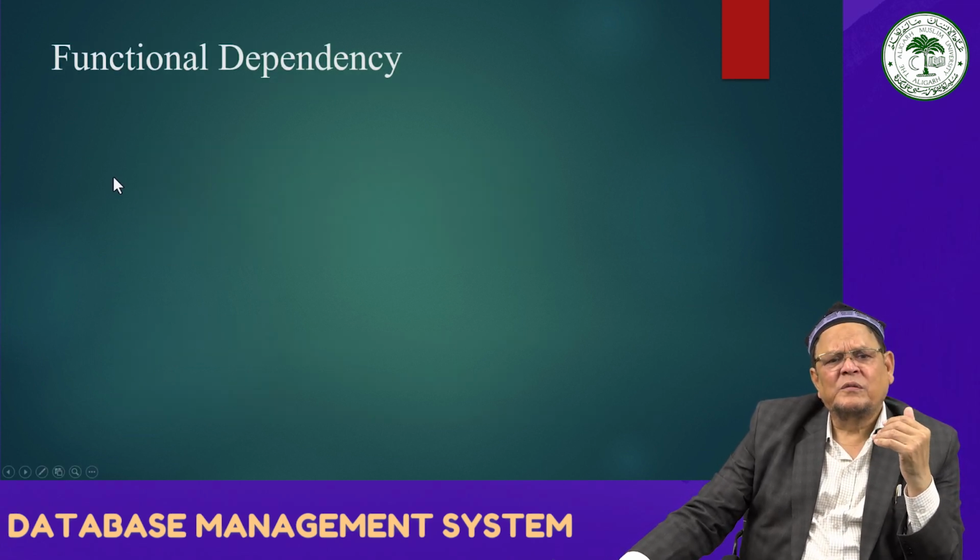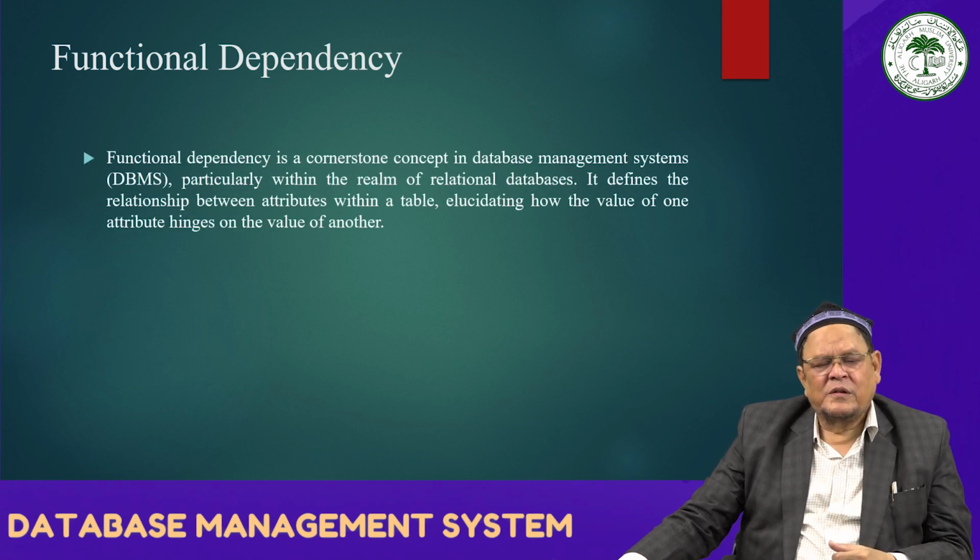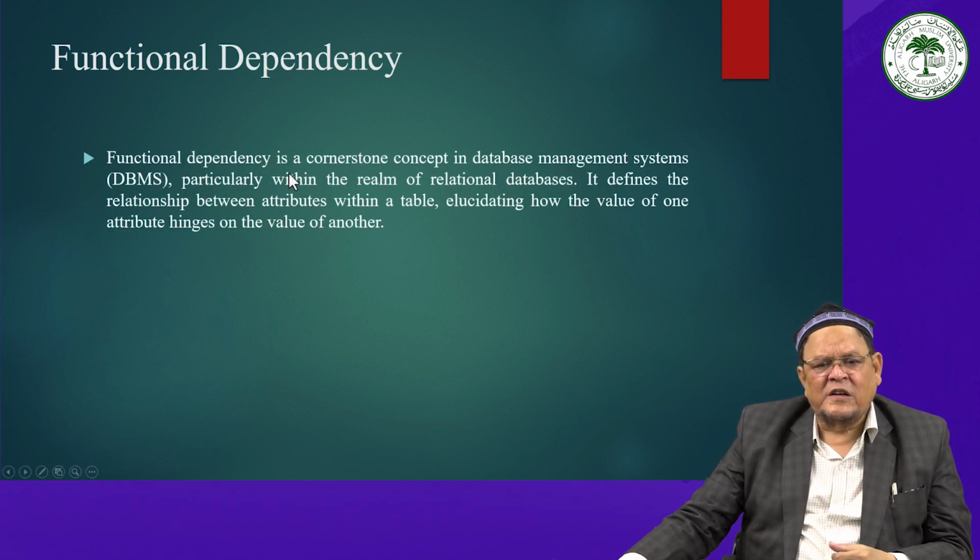Then come to the point of what is functional dependencies. Functional dependencies is a cornerstone concept in database management system within the realm of relational database. It defines the relationship between attributes within a table, elucidating how the value of one attribute hinges on the value of another.